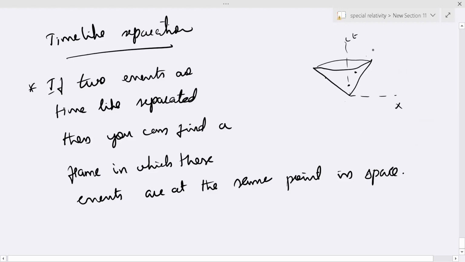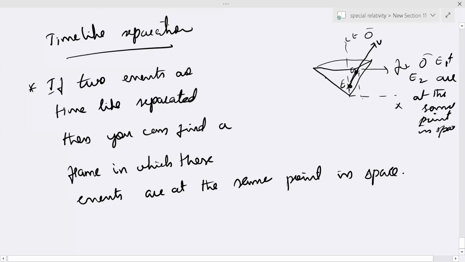I've taken one coordinate system, CTX. You see that these two events happen at different points in space. Am I right? But there's always an observer who travels at a speed less than c, for whom these two events take place exactly at the same point in space. Let's call this observer O bar. For O bar, events E1 and E2 are at the same point in space.